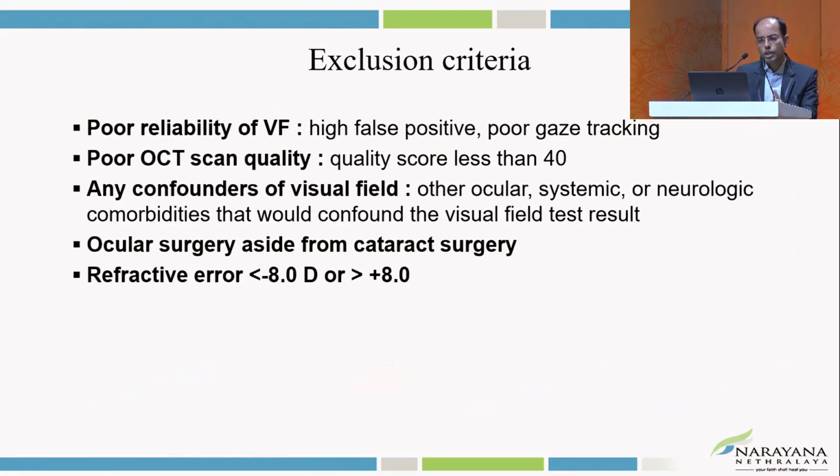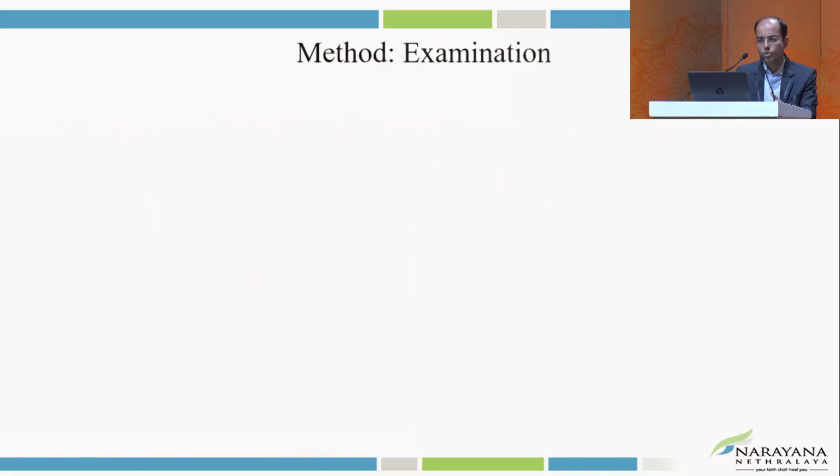The exclusion criteria were: a person not able to perform the visual field reliably, or the OCT scan has not come properly, or any confounders like systemic or neurological comorbidities that might have confounded the visual field results were excluded. If a person has undergone other surgeries apart from normal cataract surgery, they were also excluded, and the extremes of refractive errors were also excluded.